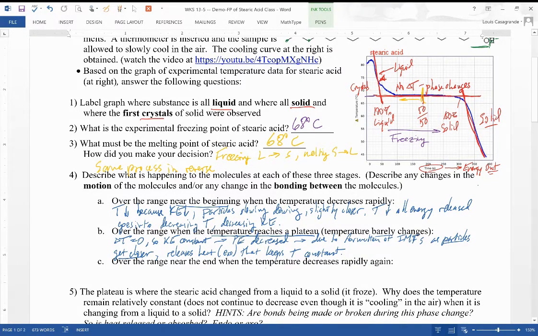And then at the end, when the temperature decreases rapidly again, the temperature is going to go down as the kinetic energy goes down. So we're decreasing the kinetic energy. Particles are slowing down. Now, in this case, because it's a solid, they're vibrating in place. They're vibrating more slowly.